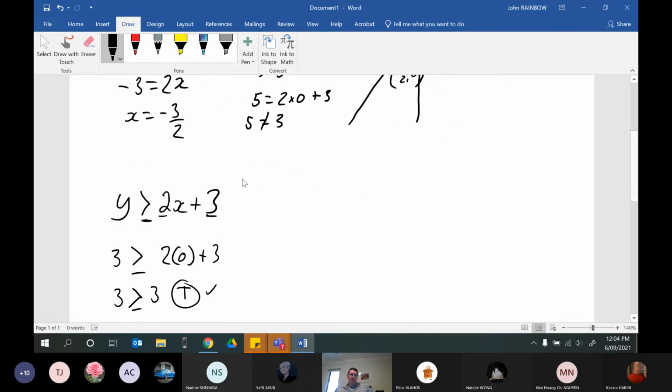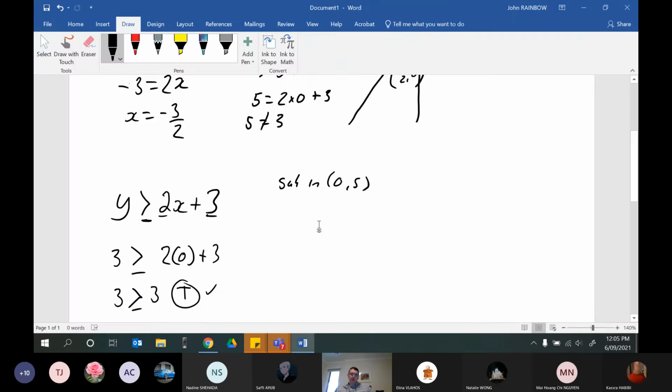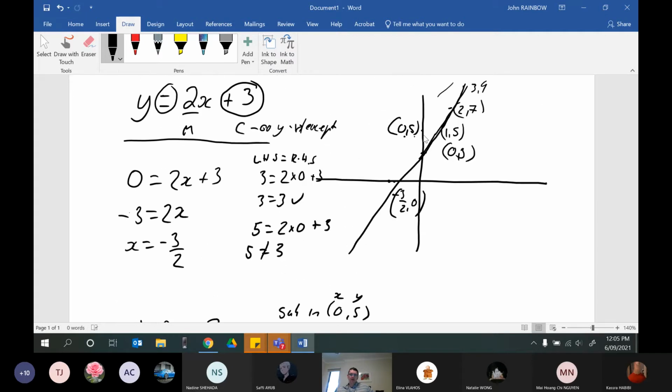So let's put in (0, 5) here. So we're going to sub in (0, 5). Okay, that's what we're going to look at. So this is the main thing that I really want you guys to understand. So if I put in 5 and I go 2 times 0 plus 3, so I've just substituted in (0, 5) because this is obviously x and that's y. So y is 5 into this equation, into this inequality, I should say. Is 5 greater than or equal to 3? That's true. So because that's true, that means this point's true, right?